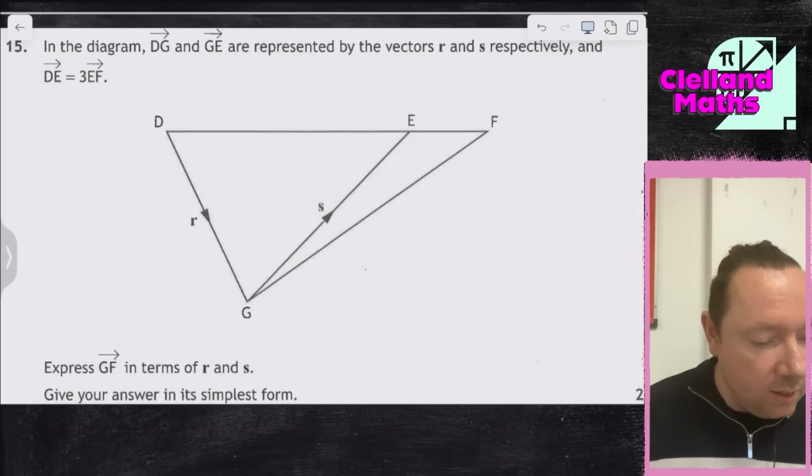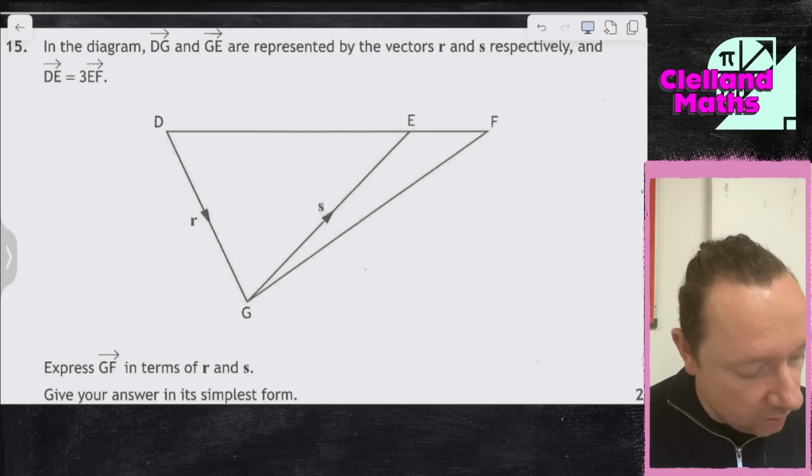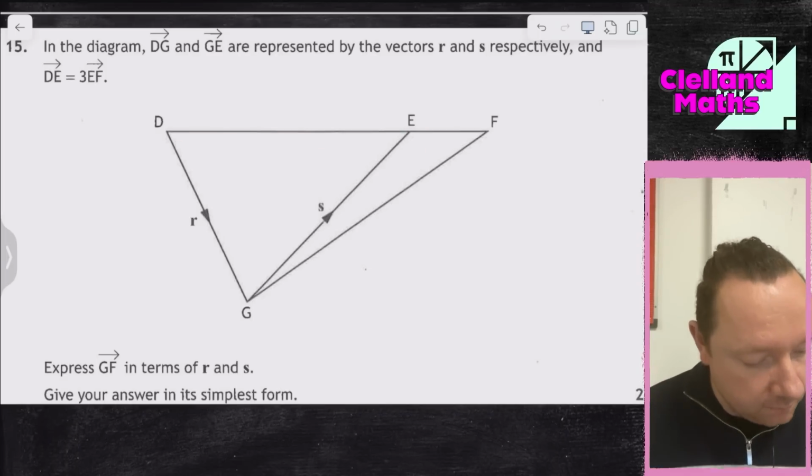SQA National 5 Maths 2025, Paper 2, Question 15. In the diagram below, DG and GE are R and S, as shown in the diagram. But it also says that DE is 3EF. So in other words, here to here is 3 times here to here. I have to go from G to F. I need to go there.